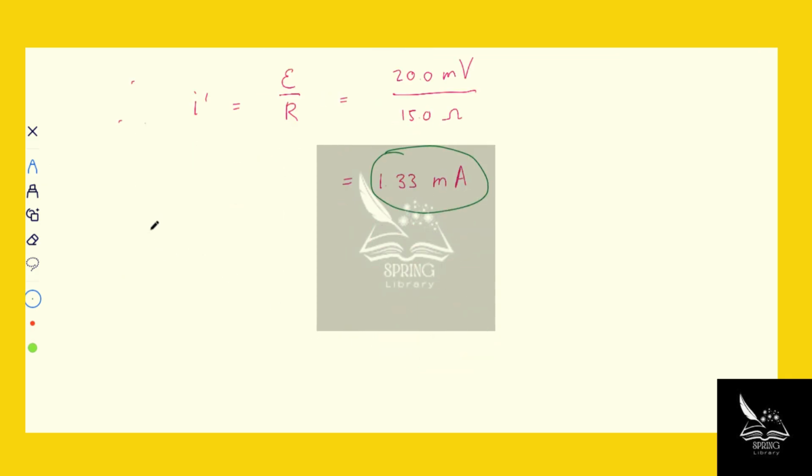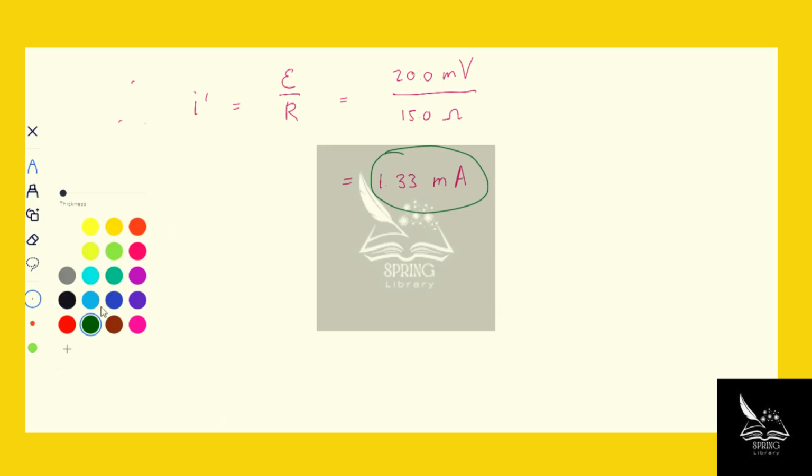So the induced current in the small loop we'll call I prime. I prime is equal to epsilon over R. And we've already found the resistance of the small loop from above. So this is 20 millivolts over the resistance of 15 ohms, which gives us the current induced in the small loop to be 1.33 milliamperes. So now we have the current in the large loop as well as the current induced in the small loop.